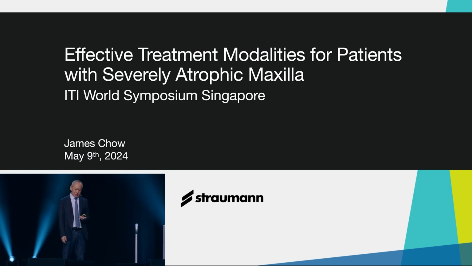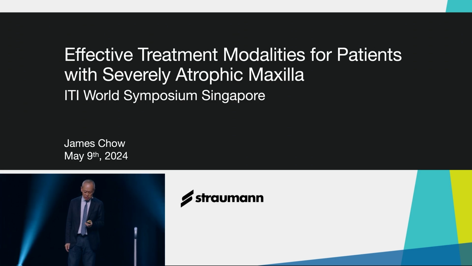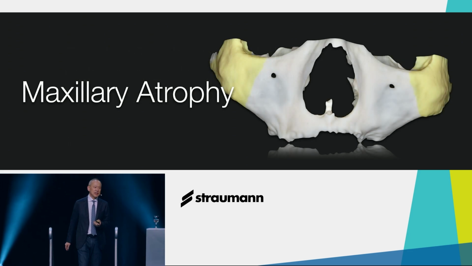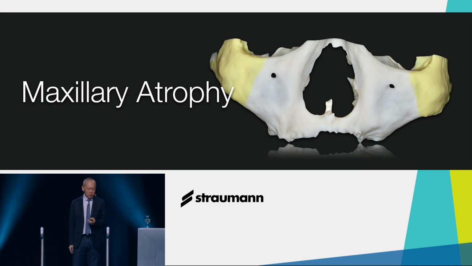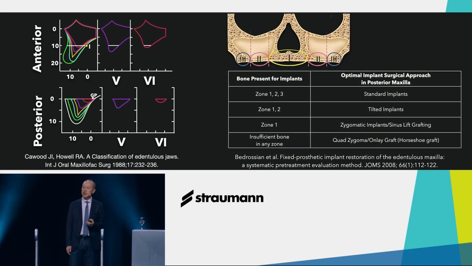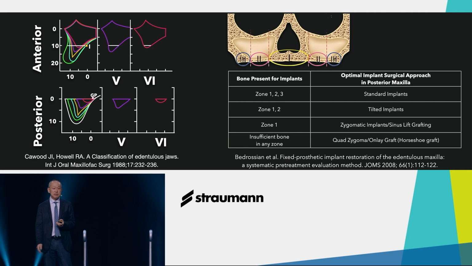Maxillary atrophy is classified according to the extent of alveolar bone resorption subsequent to tooth loss. And this is an example, a 3D printed model of one of my patients. And here you see, these are the two most popular classifications we use to evaluate our patient.